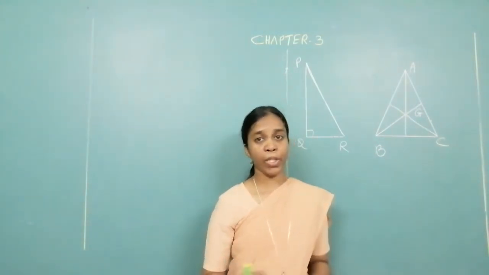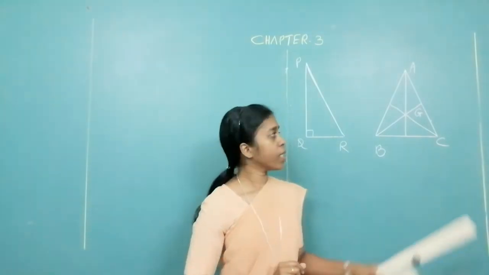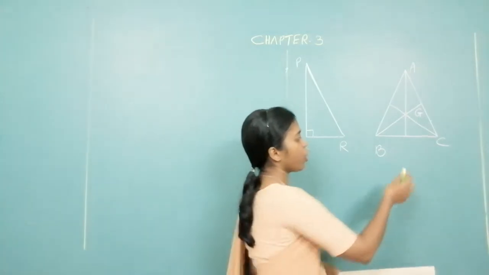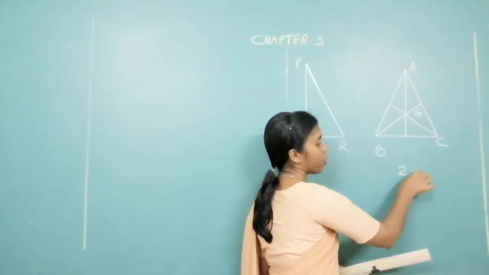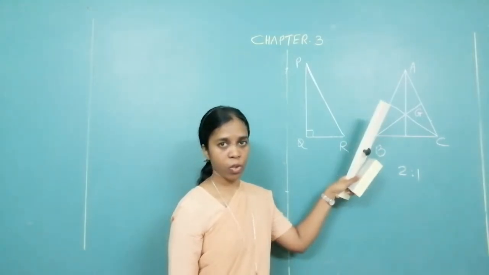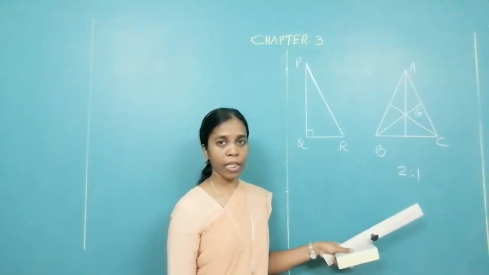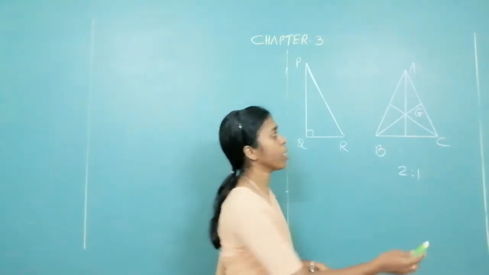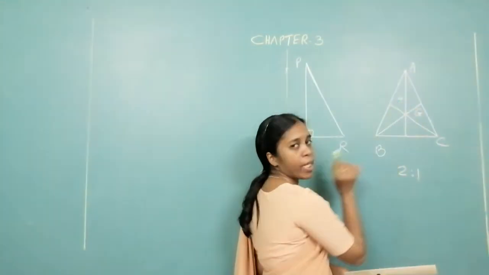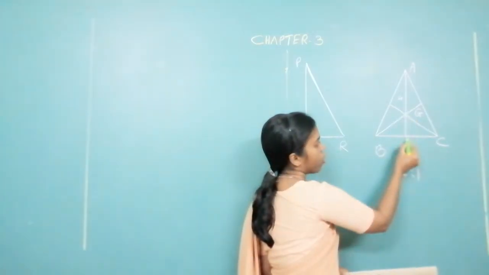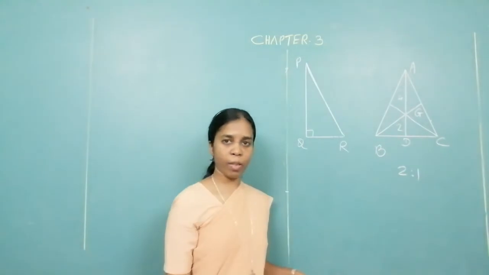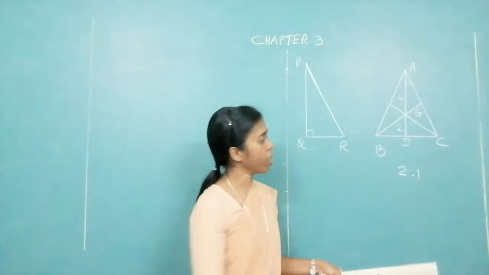There is a speciality of this centroid. This centroid divides the median in the ratio of 2:1. I said the median originates from the vertex, so it divides the median in the ratio of 2:1. Let us say that suppose from A to G is 4 centimeter. Then from G to D, suppose this is D, it will be 2 centimeter. Means it will be half of it.